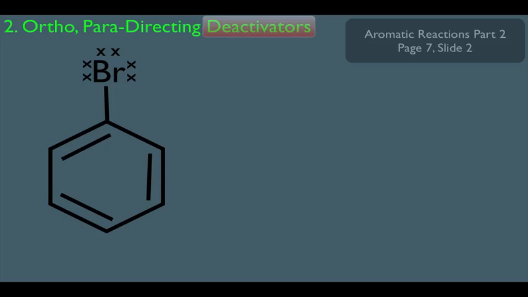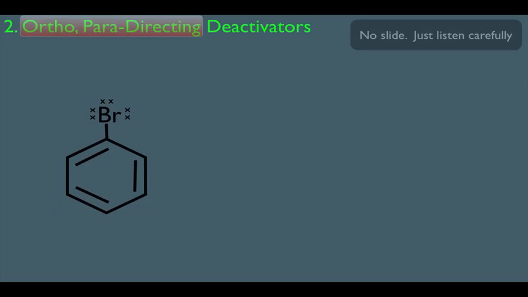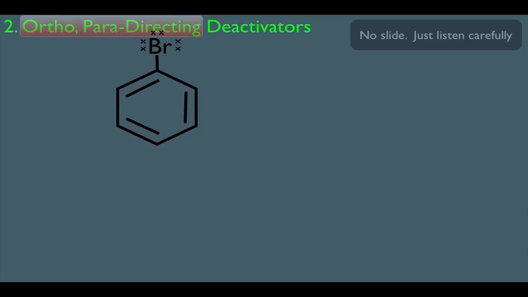Still reactive, just not as reactive as plain benzene. So that explains that part. Now, how do we explain the ortho-para directing? Well, we're going to do it the same way that we did with the other substituents. We add an electrophile ortho, para, and meta, and see what's more favorable.